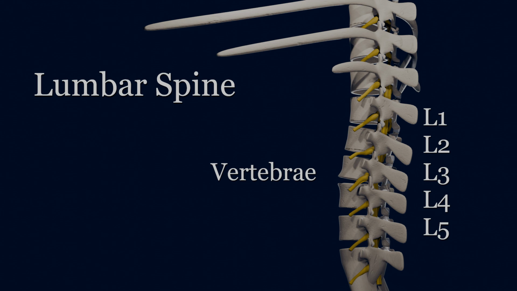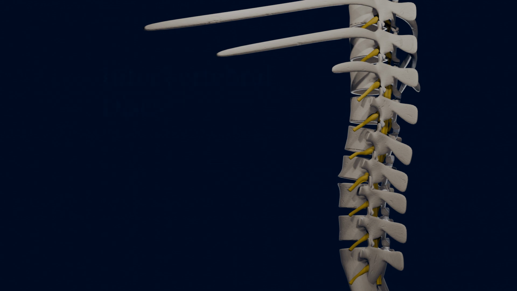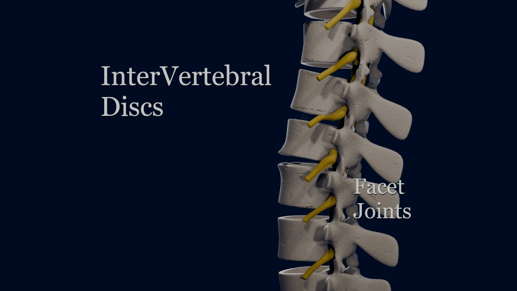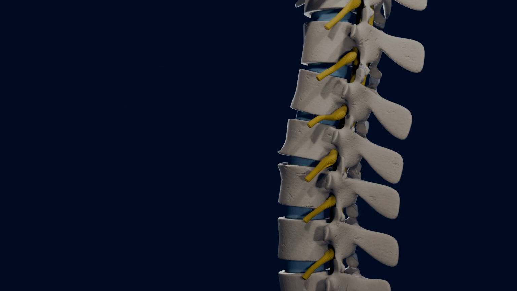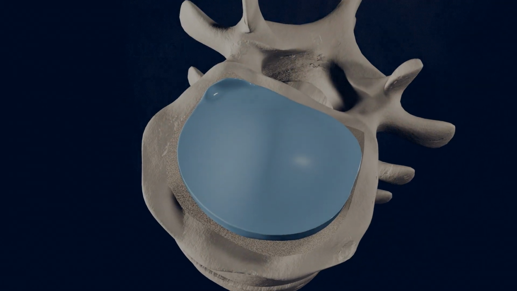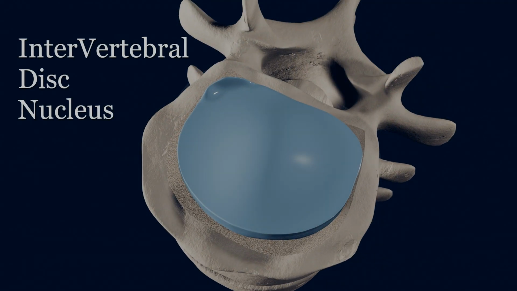The spine also houses and protects the nerves going to the legs. These bones are connected in the front by an intervertebral disc and in the back by 4 facet joints. The intervertebral disc contains a fibrocartilaginous nucleus. This nucleus allows movement between adjacent vertebrae.